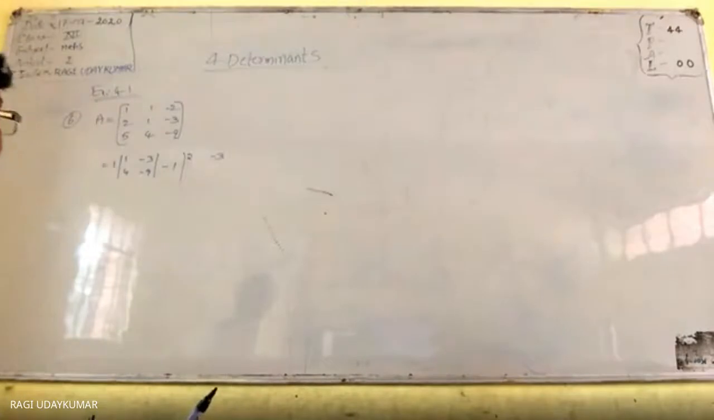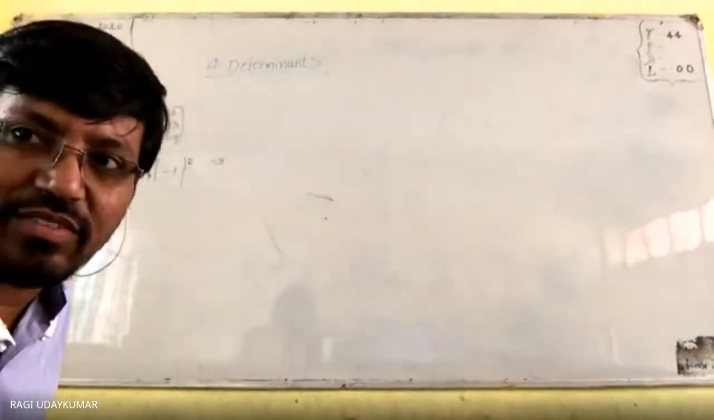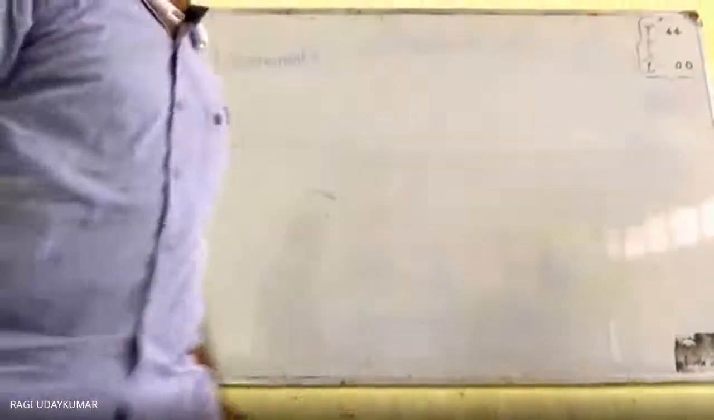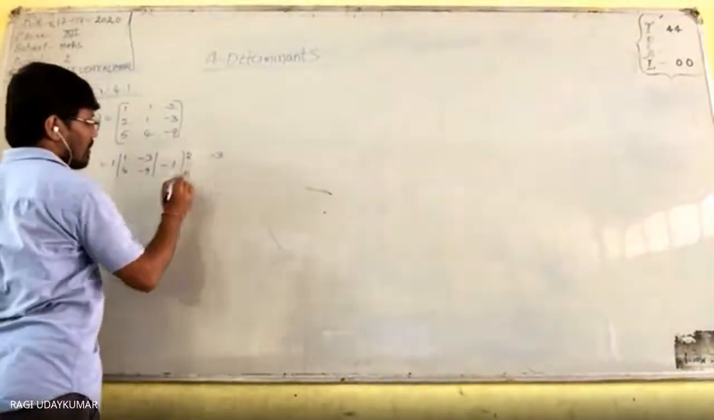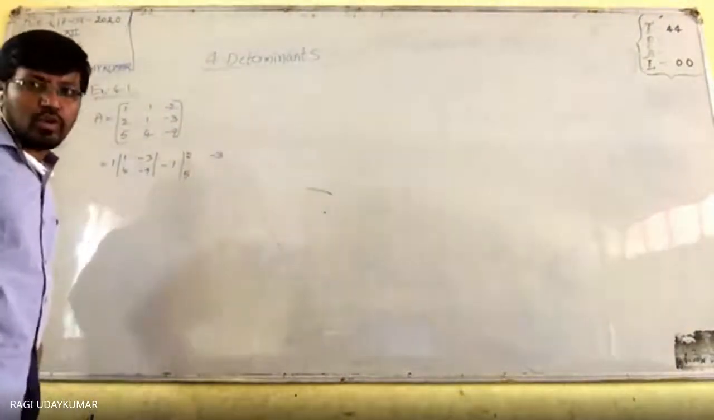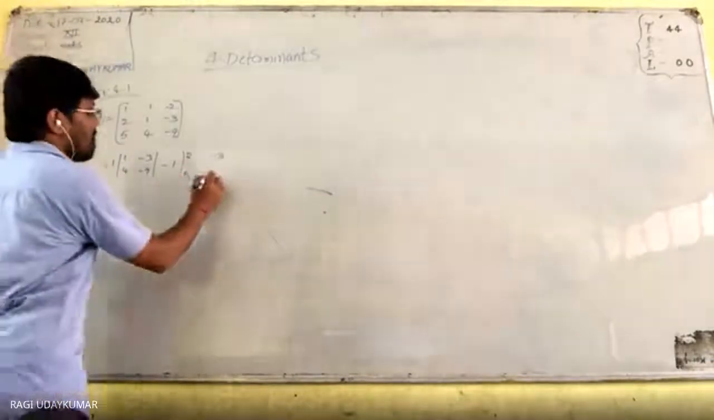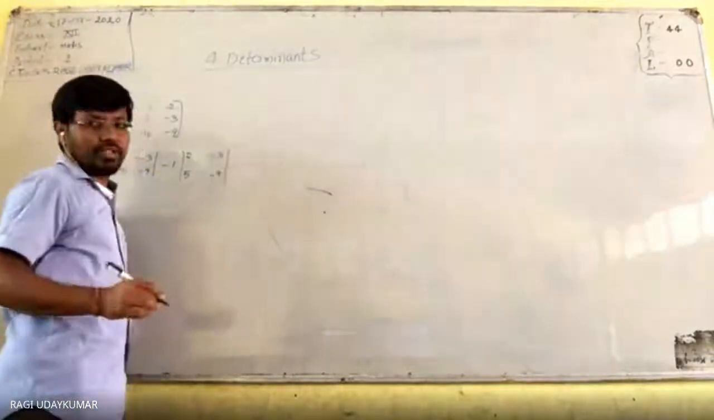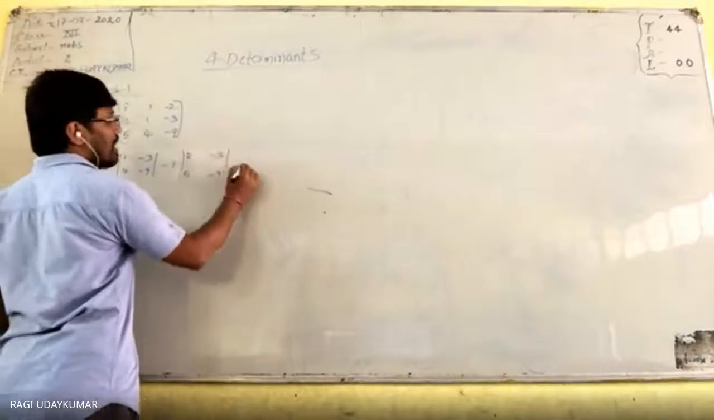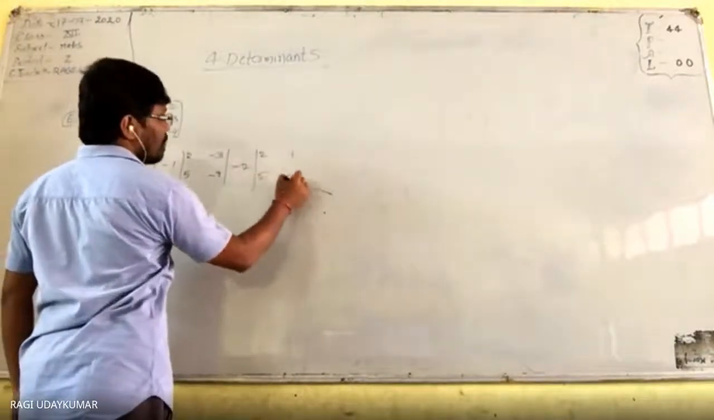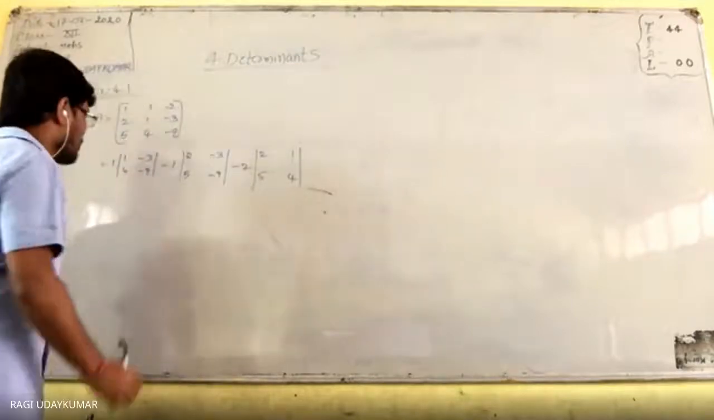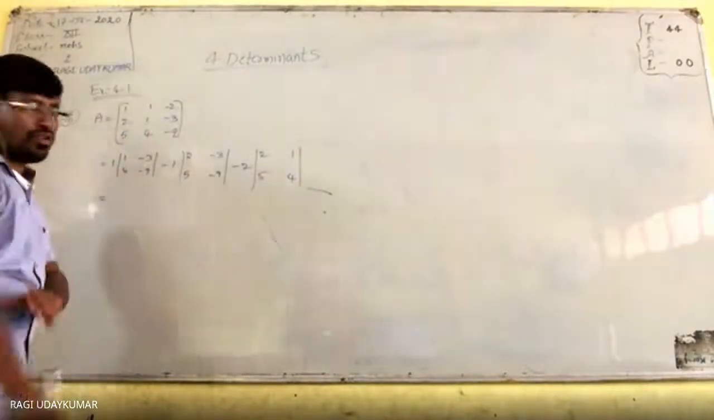Ankur wrote 5 and minus 9. Correct, very good. I think what you people are saying is not audible to me clearly. So 5 and minus 9. You understood the procedure? Next, minus 2 into, delete this row and column: 2, 1, 5, 4. Determinants of the matrix are an easy task.